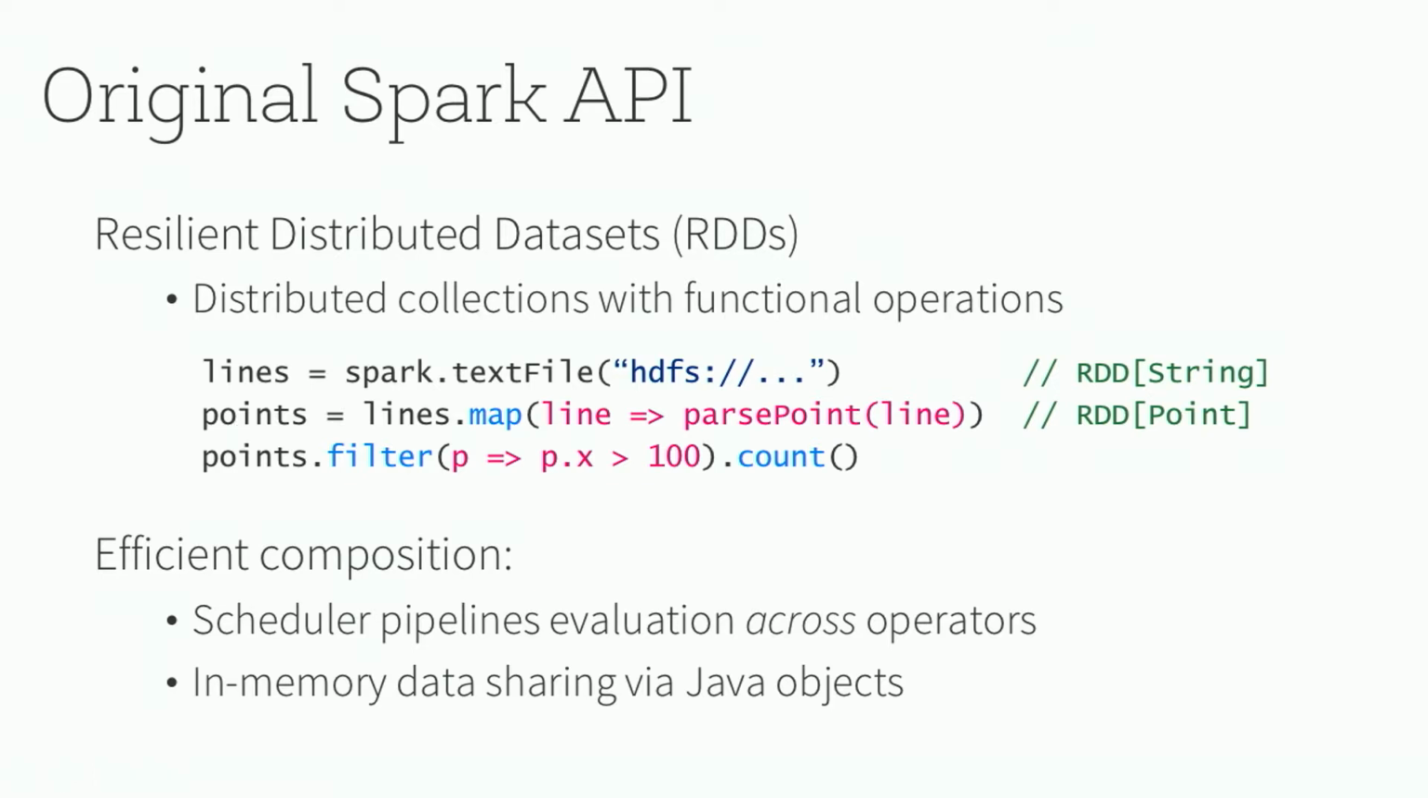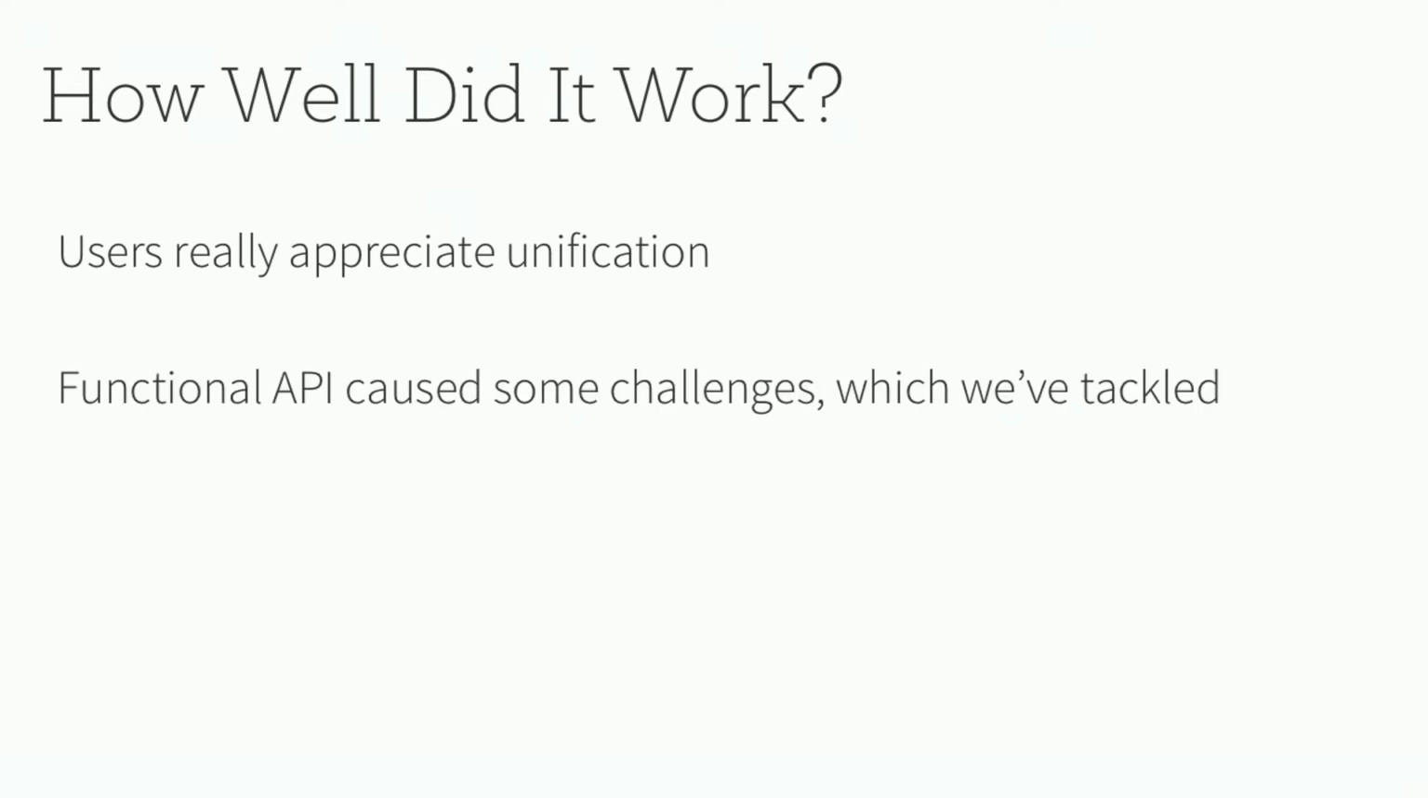And then within these, we also had a model for sharing data, which was just Java objects. Just give me a Java object and give me a pointer to it, and I'll work with it. So how well did this work? I think in general, users really like this kind of unification, makes it much easier and simpler to build applications. But the way we did it, like the actual composition interface, was somewhat limited. So this original API caused some challenges, and these are the ones we're addressing.